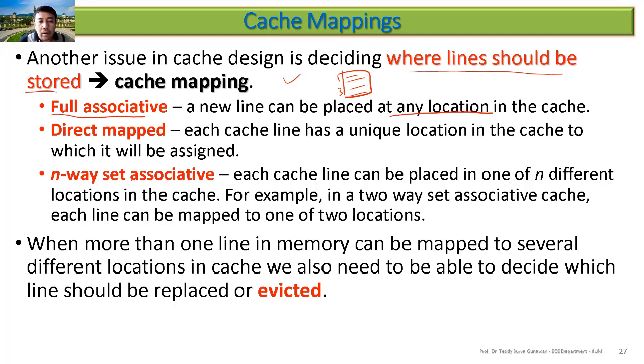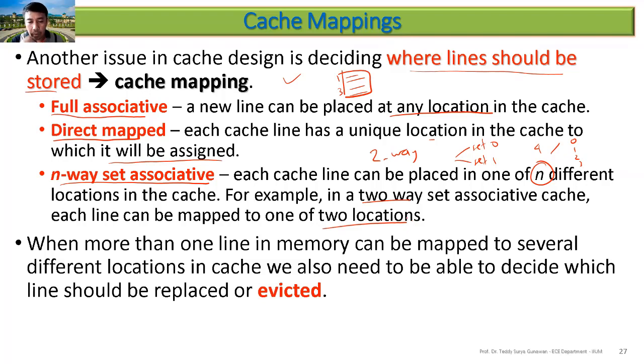Or you can have direct map, where each cache line has a unique location in the cache to which it will be assigned. Or you can have n-way set associative, where each cache line can be placed in one of n different locations in the cache. If you have 2-way, you have set 0 and set 1. If you have 4-way, you have set 0, 1, 2, 3, and so on. So in 2-way, each line can be mapped to one of 2 locations.